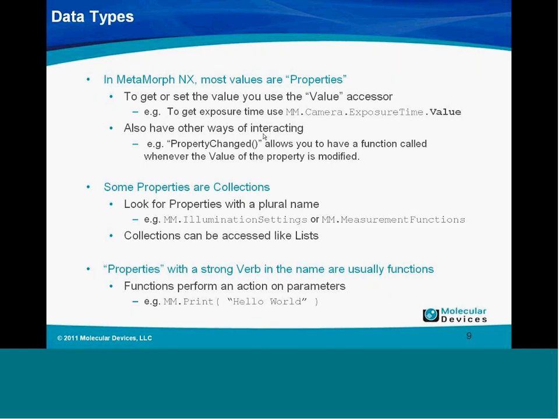MetaMorph NX also exposes some properties that are collections. So instead of having a single value, we'll have multiple values. Properties in NX usually have a plural name. So instead of just illumination setting, which would be a property, you have illumination settings with an S at the end, and that would be a collection. We'll talk about lists in the next slide, but these collections can be accessed as if they were lists.